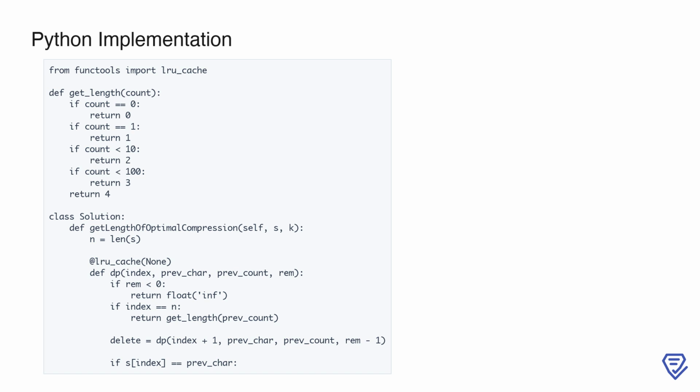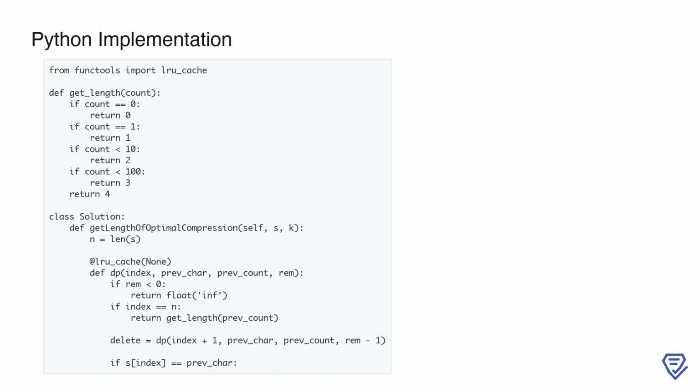Then, we define the main class Solution and its method getLengthOfOptimalCompression, which takes the input string s and an integer k, representing the maximum number of deletions allowed. Within this method, we calculate the length of the string s and define a dynamic programming function dp using the lru_cache decorator. This function takes 4 arguments: the current index, the previous character prev_char, the count of the previous character prev_count, and the remaining deletions rem. If the remaining deletions are negative, we return infinity since it's an invalid case. If the index reaches the end of the string, the result is the length of the compressed form of the last character group, calculated using get_length.